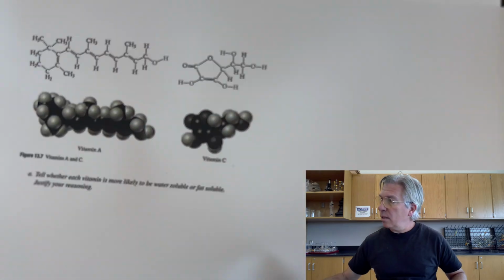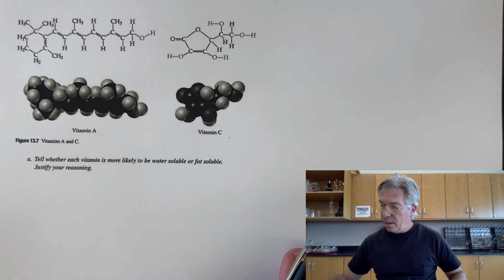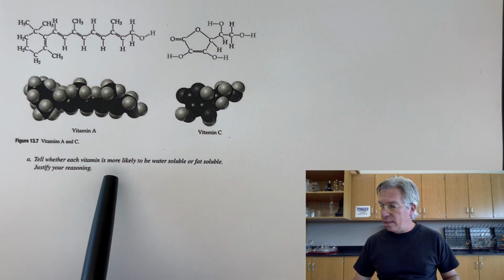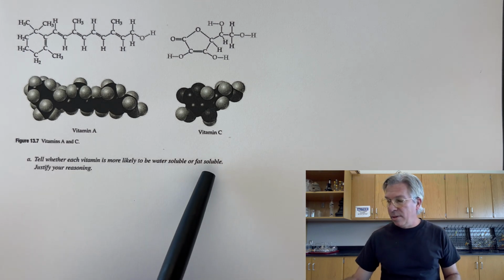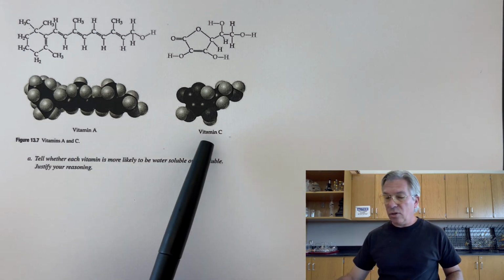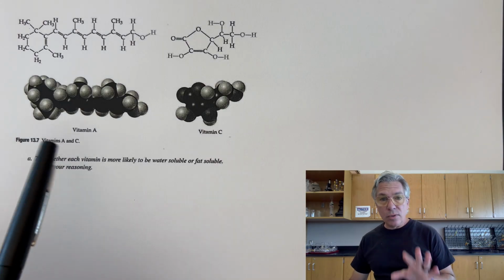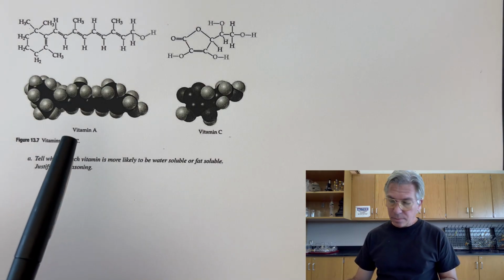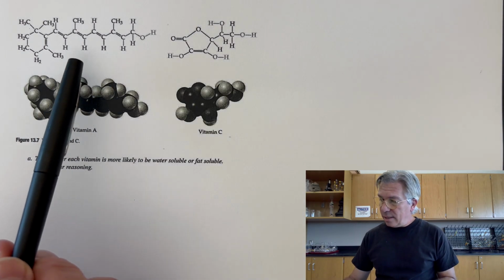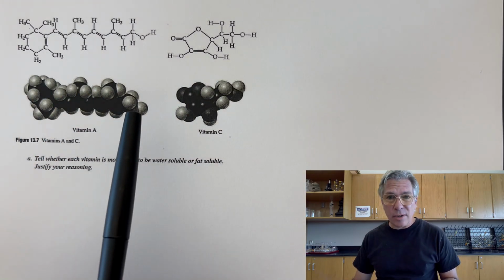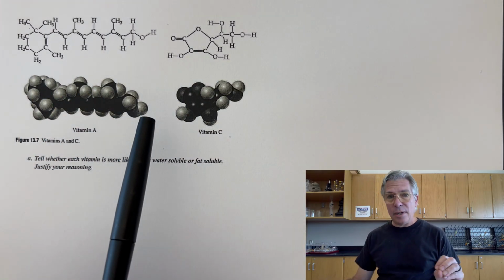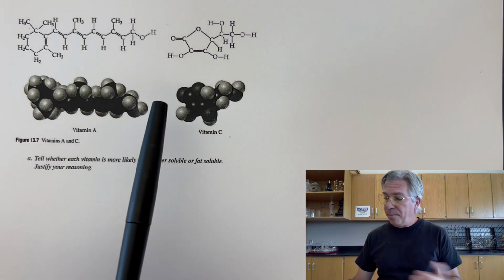All right, here's one that looks a little different. Tell whether each vitamin is more likely to be water-soluble or fat-soluble. Vitamin A and vitamin C, and they give the structures up there. So this one, we won't pause the video for this one. But notice they're pretty complex structures, okay? And you're looking for things that will help them dissolve in water or things that won't.